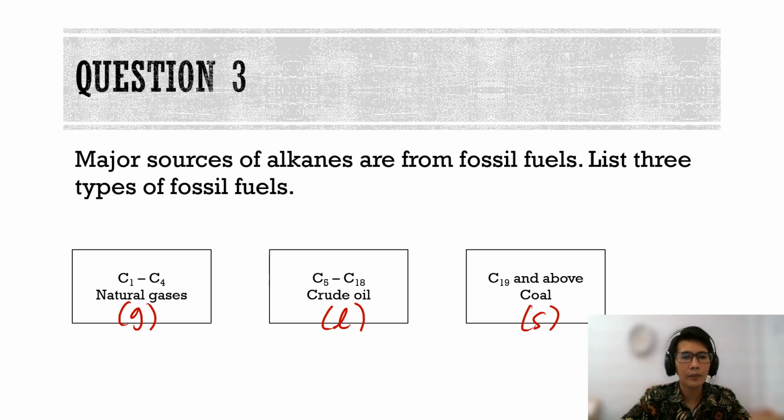This one is a bit longer, C5 to C18. The molecules come closer to each other, the van der Waals forces become stronger than in natural gas, so it becomes a liquid, which is the crude oil. And lastly, when the chain is too long, C19 and above, the van der Waals forces become very strong, the molecules get close to each other, causing it to be in the solid phase.